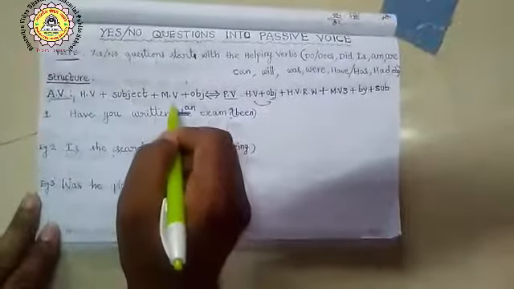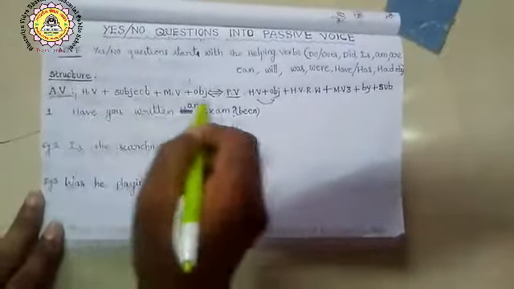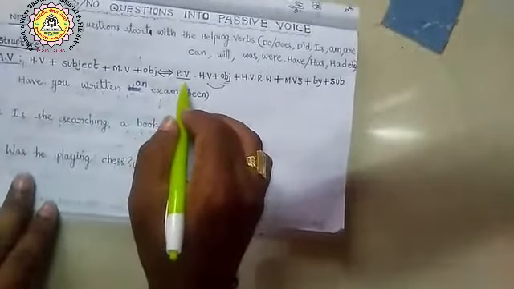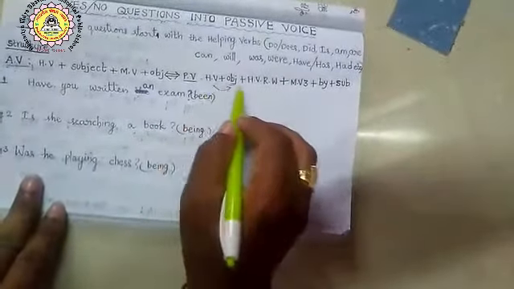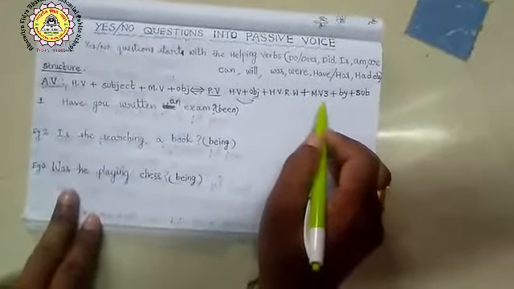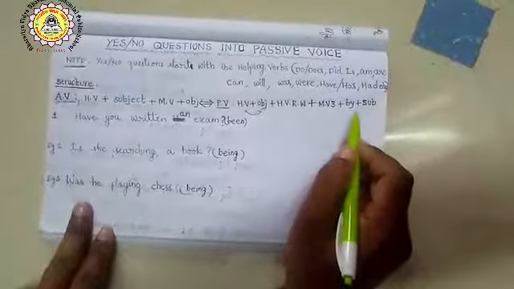Let us know the structure for active voice. Helping verb plus subject plus main verb plus object. This is the structure for active voice. Let us know the structure for passive voice. Helping verb plus object plus helping verb related word plus main verb third form plus by plus subject. Let us see the example.